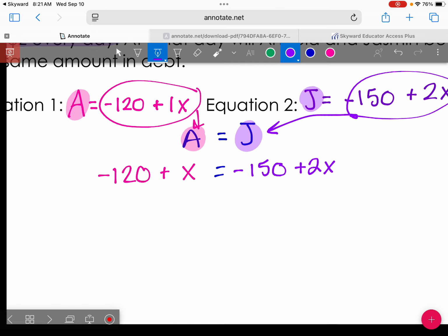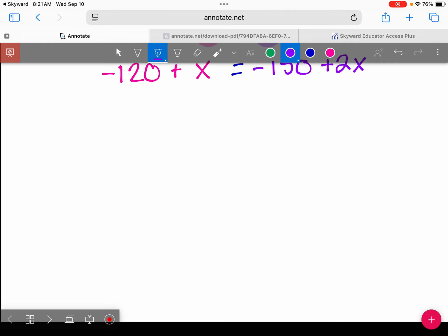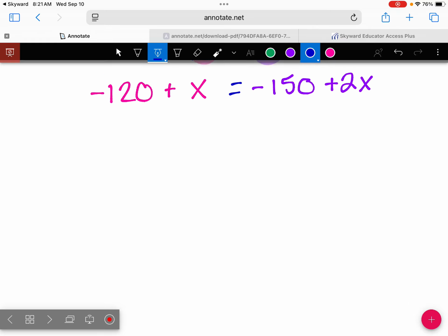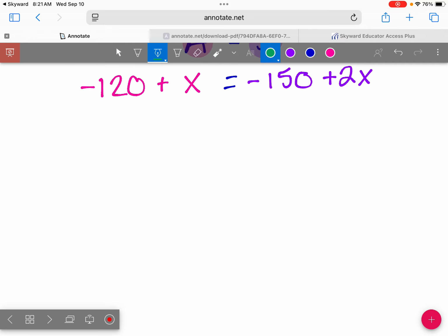So what could we do to solve this? What would we need to do here? Get our x's together. Yep. So if I want to get my x's together, I'm going to minus x from this side. If you always move the smaller x, you will wind up with the least amount of negatives. Doesn't really matter. We can deal with negative numbers totally fine. But if you don't like negatives, that's a way to keep that from happening. So then we have our negative 120 equals negative 150. 2x minus x gives us just a plus 1x.